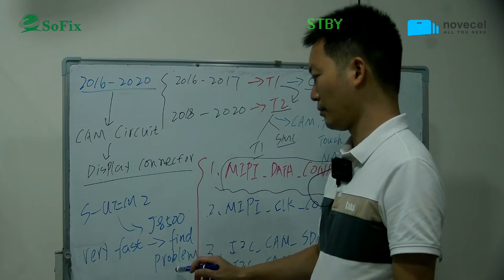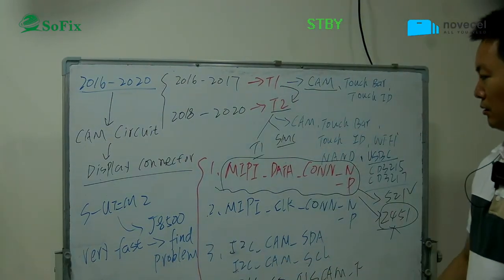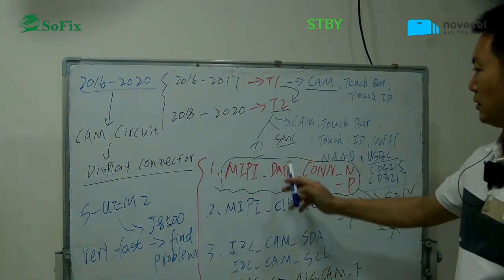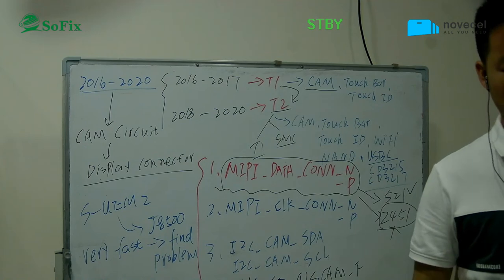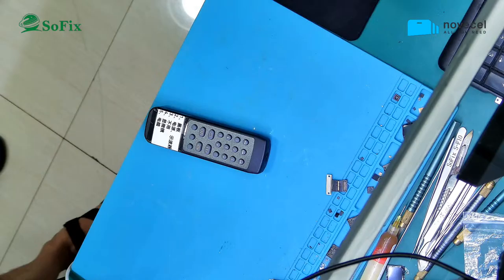You open the schematic and the board wire to find which IC, or the inductor, or the other capacitor, maybe the resistor, is damaged. So it's very quick to find the problem. Now you can use this one. It's all about the camera repair method.